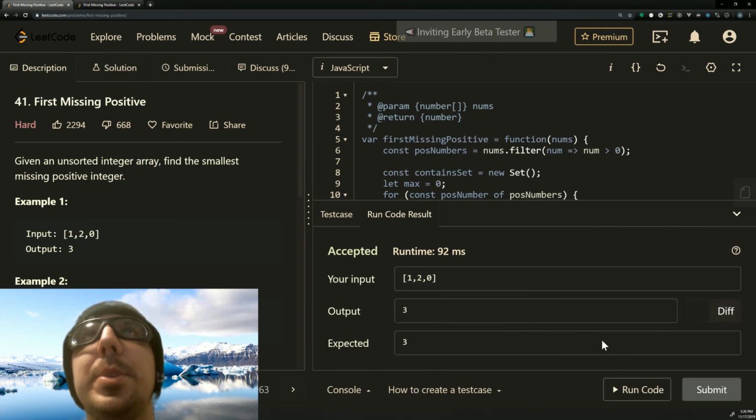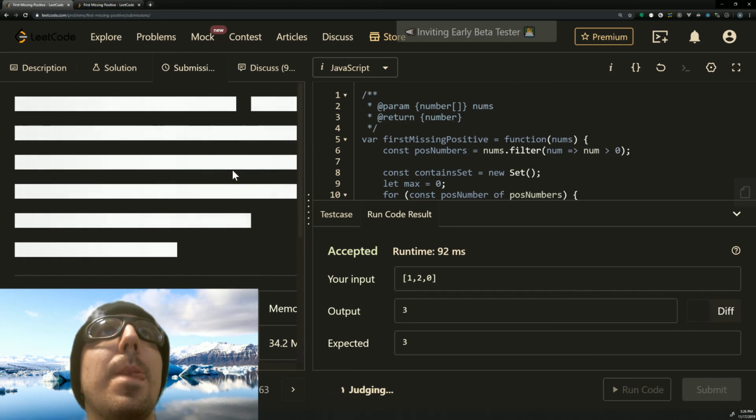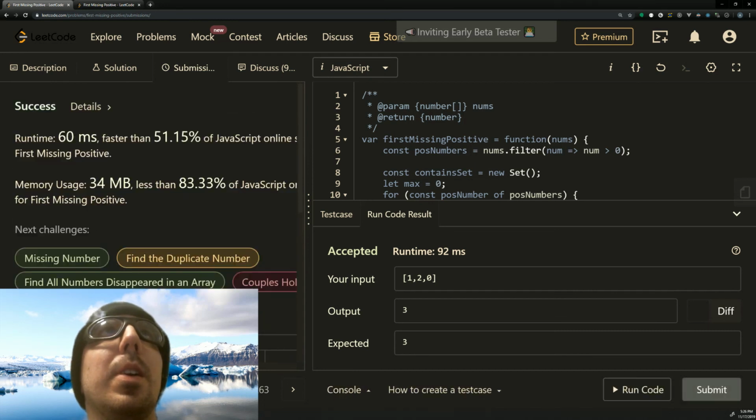It was accepted, so let's go ahead and submit it. And there we go. So yeah, that's it. It's called first missing positive.